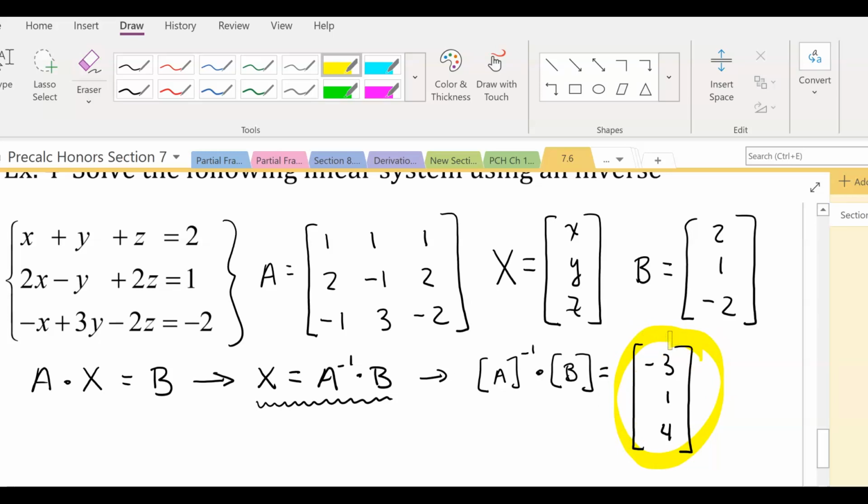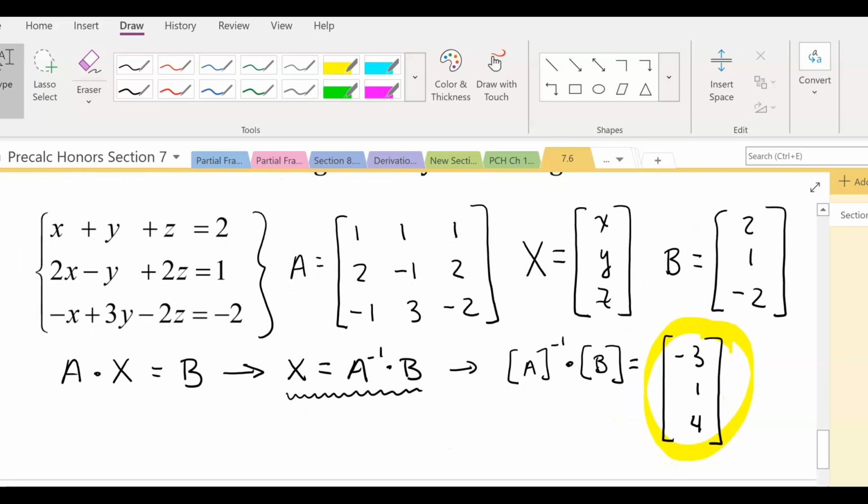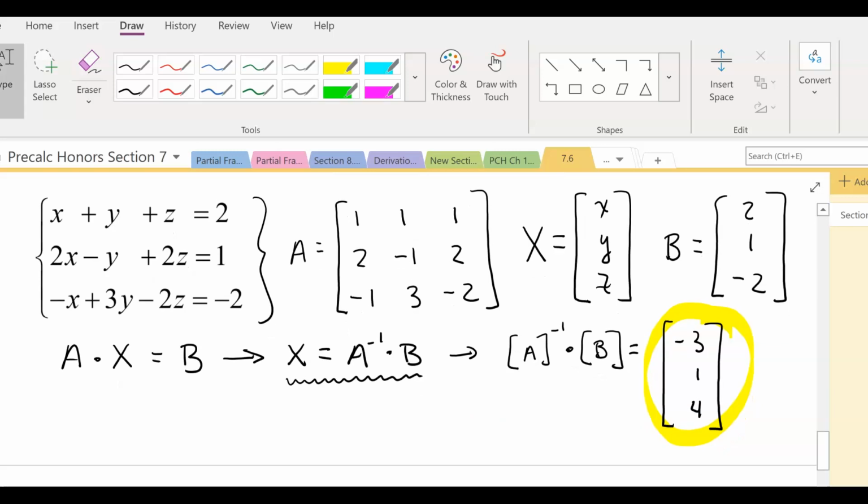Again, for a calculator portion of an assessment, I don't really care which way you do it. I personally prefer the reduced row echelon form because you only have to enter one matrix, and you know, whichever you prefer.